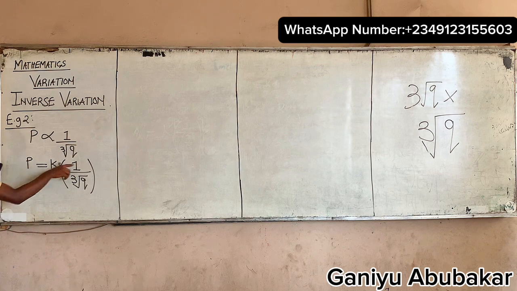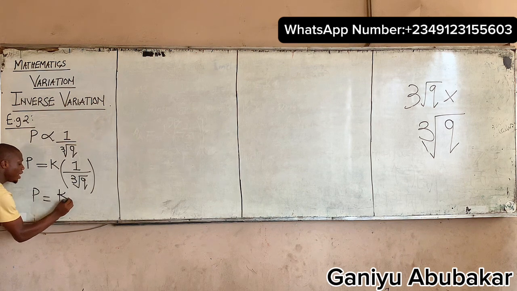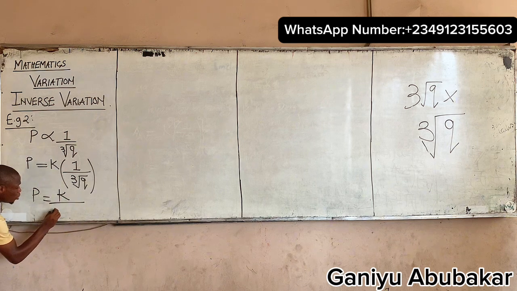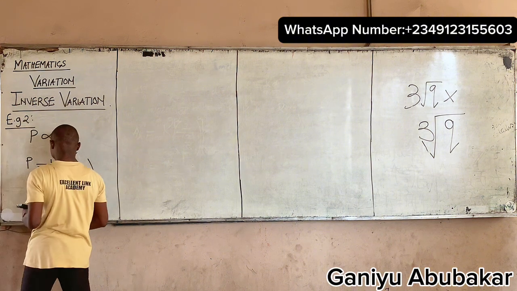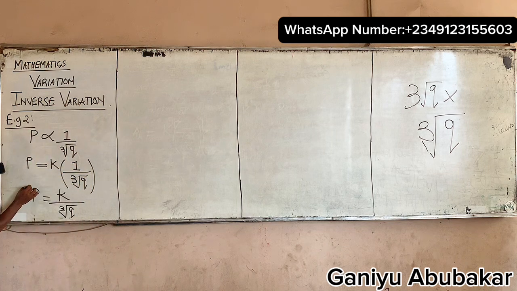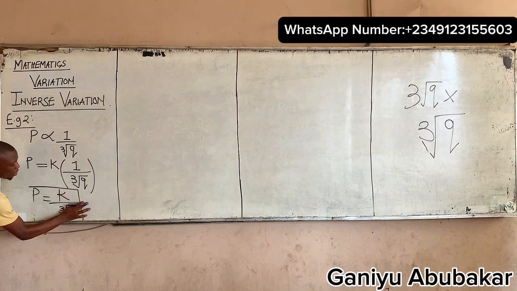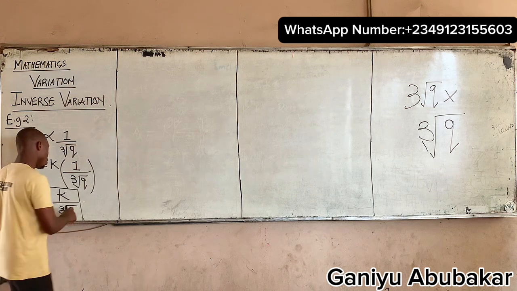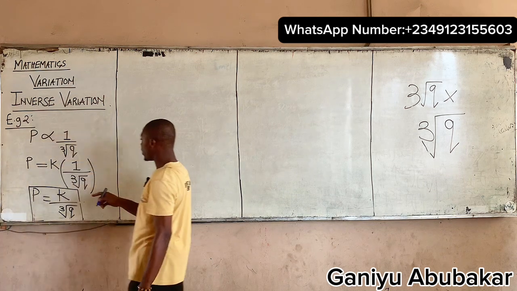From here, K times 1 is K. So I'll have that P equals K all over the third root of Q, as you can see. This is the relationship between Q and P, or P and Q. This is the relationship between them.